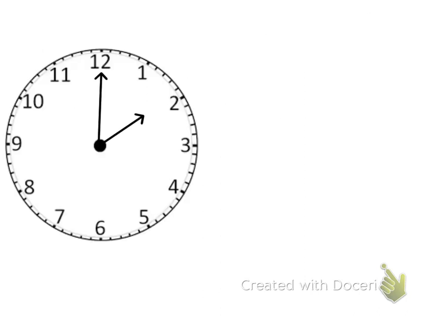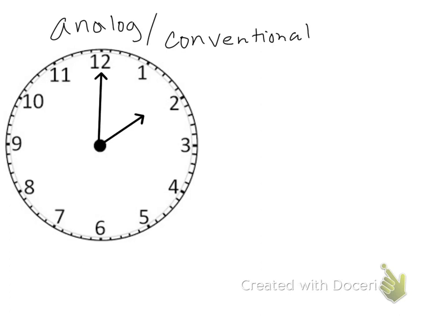So when we measure time, we tend to use a calendar or a clock. To measure short amounts of time, we use a clock. A clock with hands is called an analog clock, or we call it a conventional clock. So the long hand is called the minute hand, and the short hand is called the hour hand. The direction the hands move on the clock is called clockwise, and it always moves in this direction.